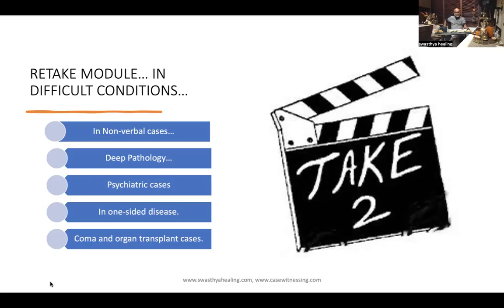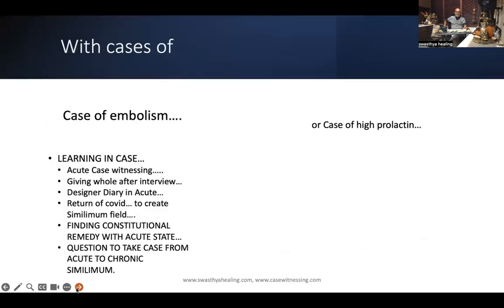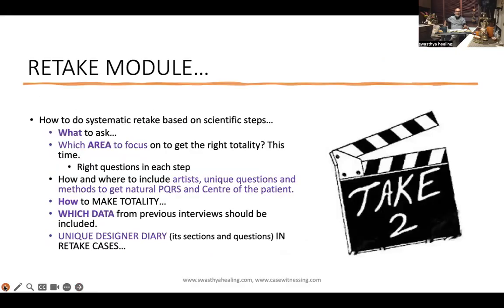That's what I was working on in the last 5 years. The whole case taking module, when you reassess, how you design your 3 steps of case taking in such a way that it is more patient centric, it goes to the PQRS and the natural holistic of the patient.